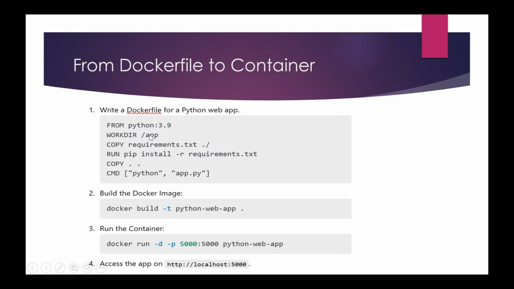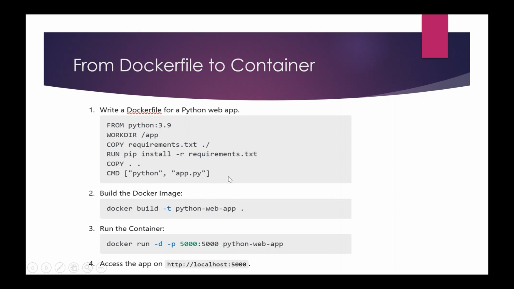We are setting the work directory as /app. After that, we are building our application. We are copying the requirements.txt file and we are building the application. Once this is done, we are copying all the files, and finally we are starting that Python application. So this is our Docker file, and all the Docker files in every organization will be something like this.